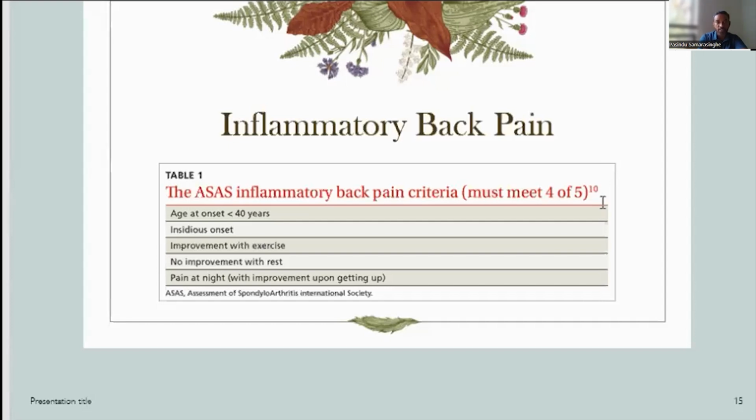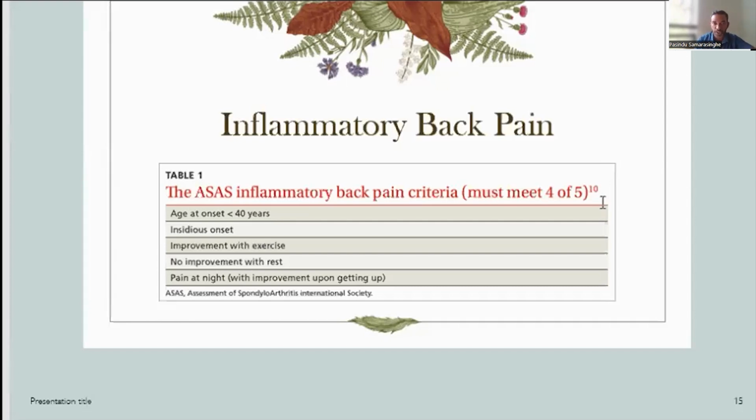So usually the age is less than 40 years, and it's insidious onset, and there's improvement with exercise and no improvement with rest. And pain is worse at night with improvement upon getting up. So they will have morning stiffness. That's also an important feature, for more than 30 minutes. So usually it's a back pain which starts, I mean, it's usually seen in younger people.